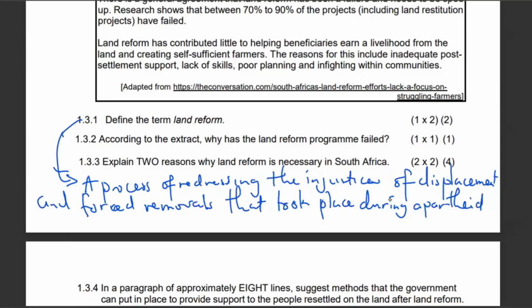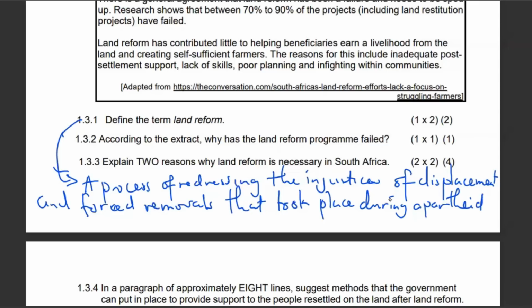We had the Group Areas Act, which was amended by the government to remove people from areas that were designed for the whites and put them in areas that were designed for their races. So, because of that, it led to some form of inequitable distribution of land. So that is what we want to address with land reform. We want to redress the land injustices that were brought about by the displacement of people and the forced removals that took place during apartheid.